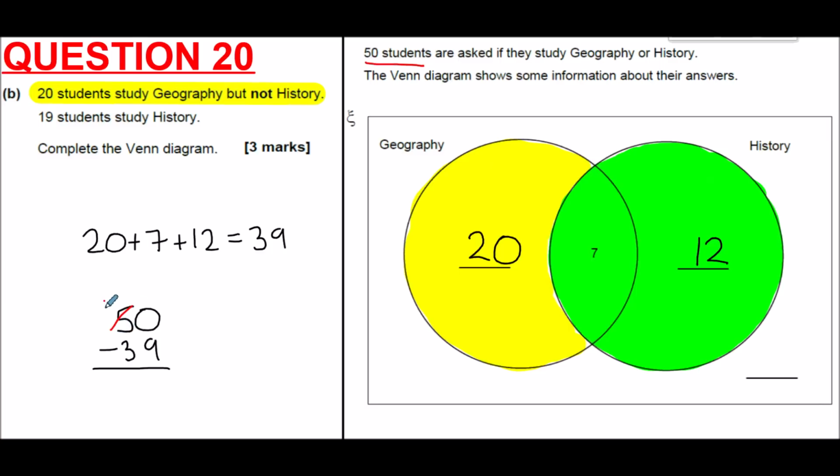So if you borrow 1 from the 5, which becomes 4, and the 1 we borrowed, put it here, that 0 is now 10. 10 take away 9 is 1. 4 take away 3 is 1. So that means if 39 students study some combination of geography, history, or both, there's 11 students still left, and those 11 students left must mean they don't study either geography or history. So those 11 students left go outside of the circle here. What goes outside of the circles represents the students that study nothing, which is anything to do with the circles.